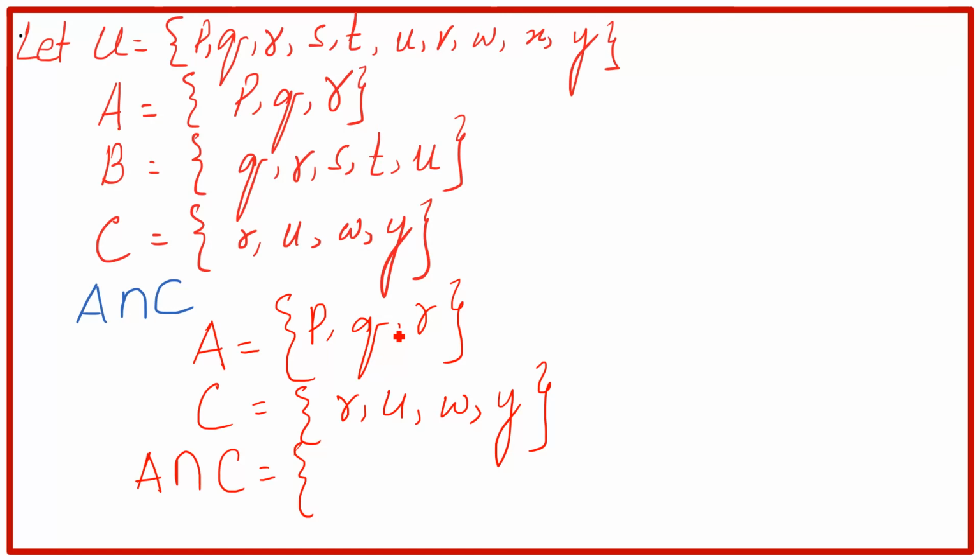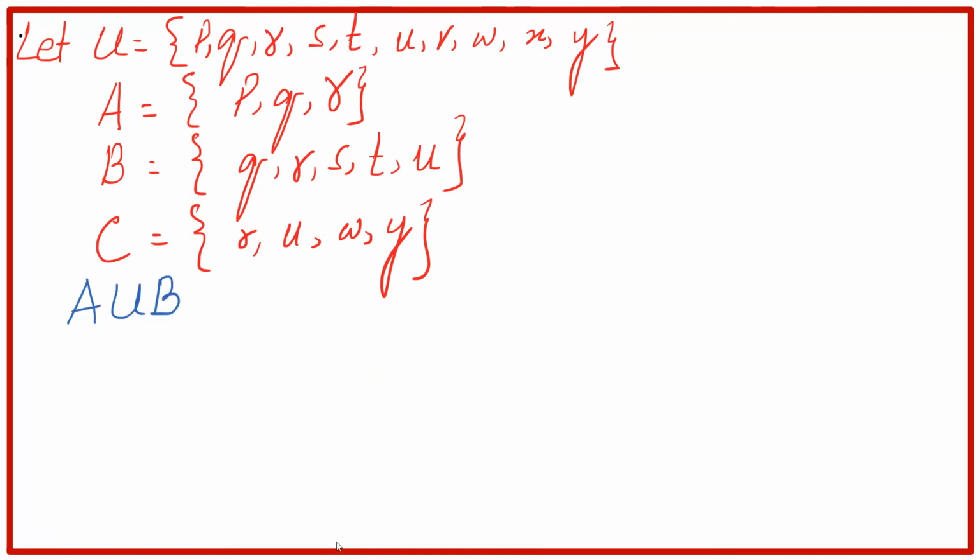A intersection C means which is common. Intersection means which is present in both. So only R is present in both. So we will write down R here. This is A intersection C.